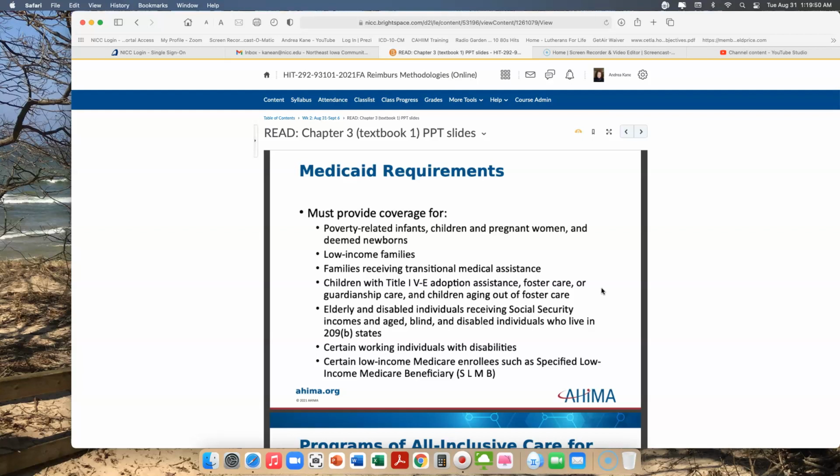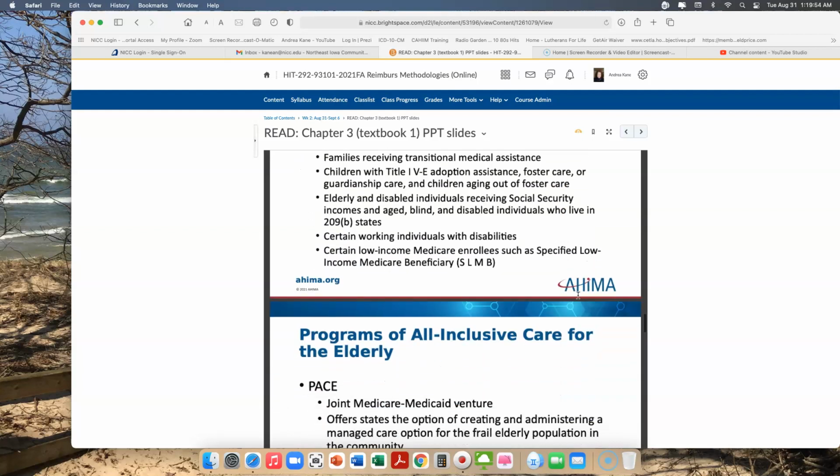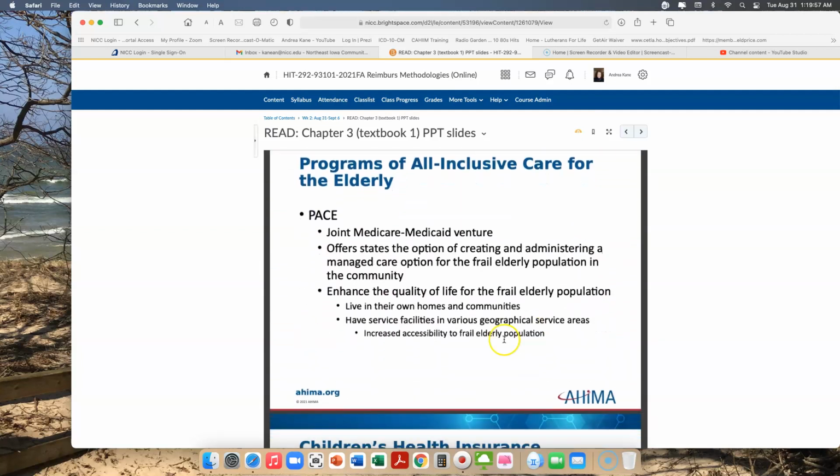There is a Medicaid program called PACE, Programs of All-Inclusive Care for the Elderly. This is a joint Medicare-Medicaid venture. It offers states the option of creating and administering a managed care option for the frail elderly population in the community. The goal is to help them continue to be able to live in their own homes and communities, and have service facilities in various geographical service areas so that there's increased accessibility. They want to try and improve the quality of life for frail elderly individuals.